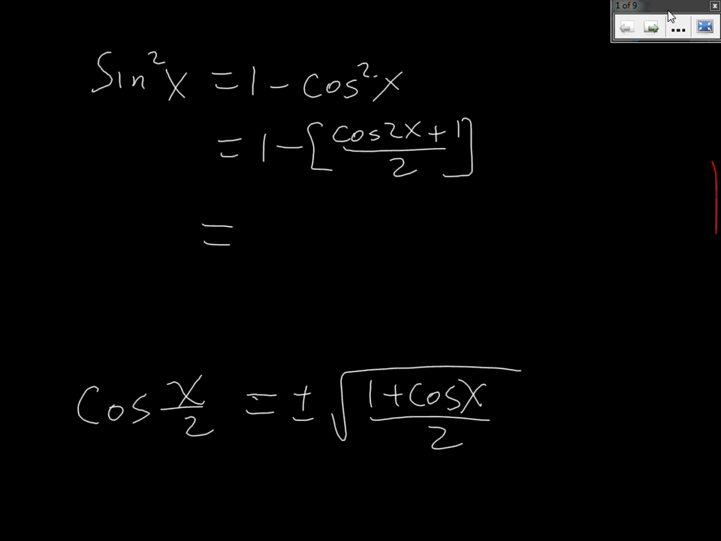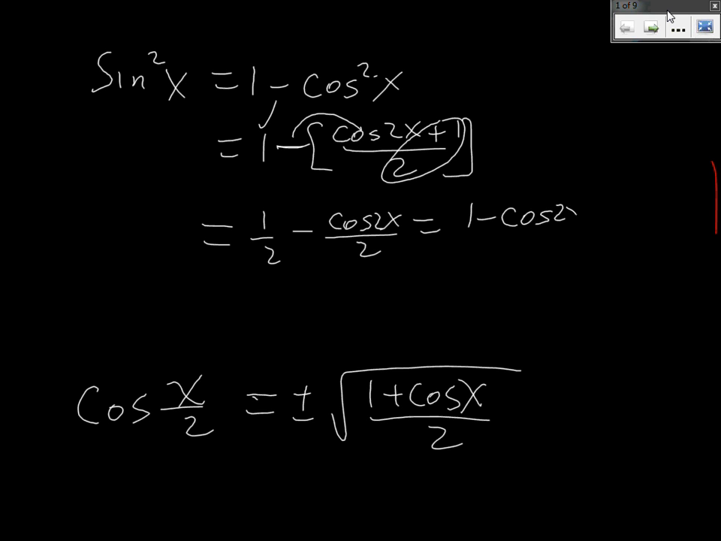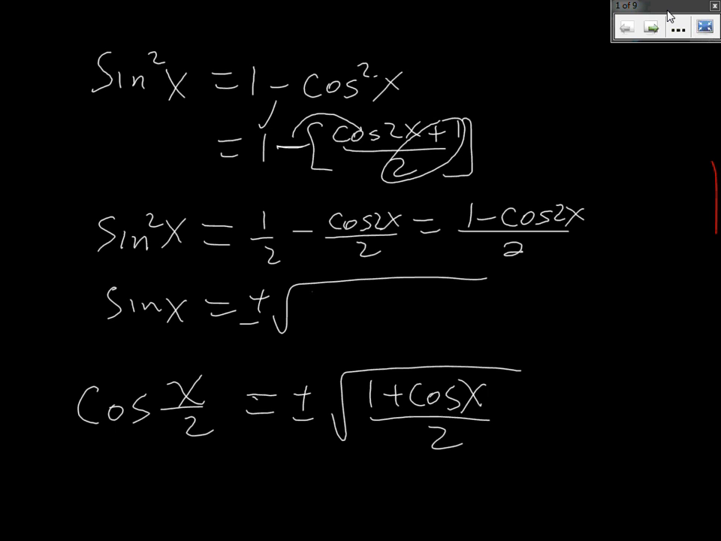Okay. So you have 1 and you are taking away 1/2. So you're going to have a half left. And let's not forget to take away the cosine of 2x over 2. That is, with a common denominator, we have 1 minus cosine 2x over 2. And this is sine squared x. Take the square root of the left side. It's going to equal plus or minus the square root of the right hand side. And there is our second formula.